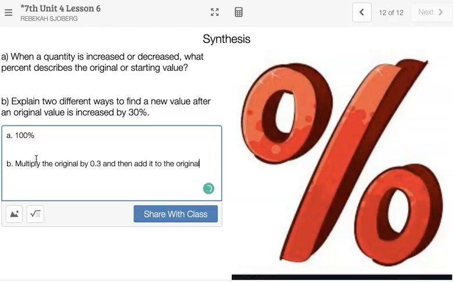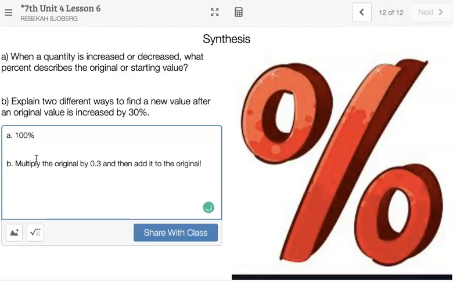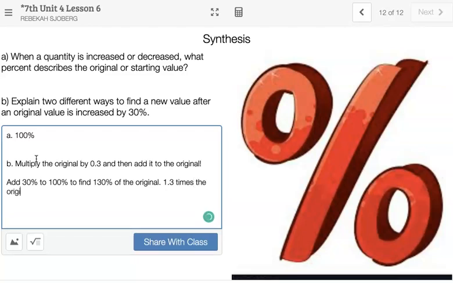That's kind of like the 6th grade level way. Or you can move up to the 7th grade sophisticated way, which is add 30% to 100% to find 130% of the original, which means you just do 1.3 times the original. That way it ends up being more efficient, and we'll need to get to that level in this lesson.